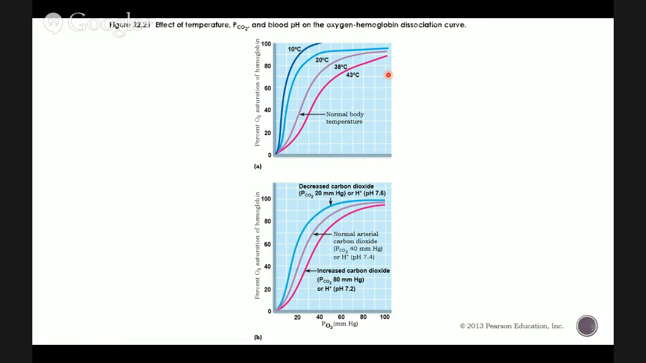Okay, so partial pressure is number one. The lower the partial pressure, the more readily hemoglobin gives up the oxygen. The higher the body temperature, the more readily hemoglobin is going to get rid of the oxygen. And also carbon dioxide levels. The higher the carbon dioxide levels, the less hemoglobin is going to hang on to it as well.